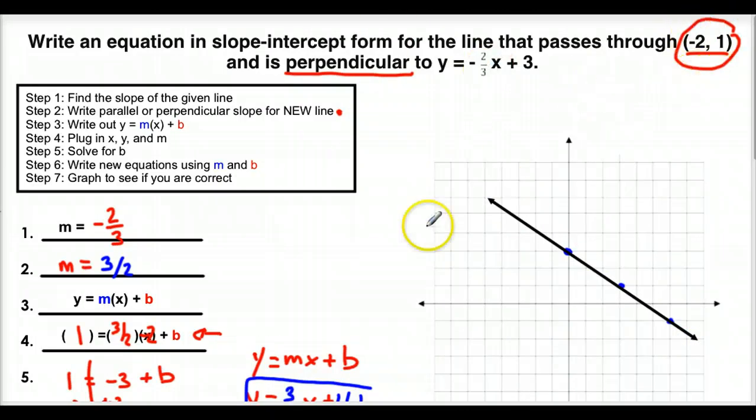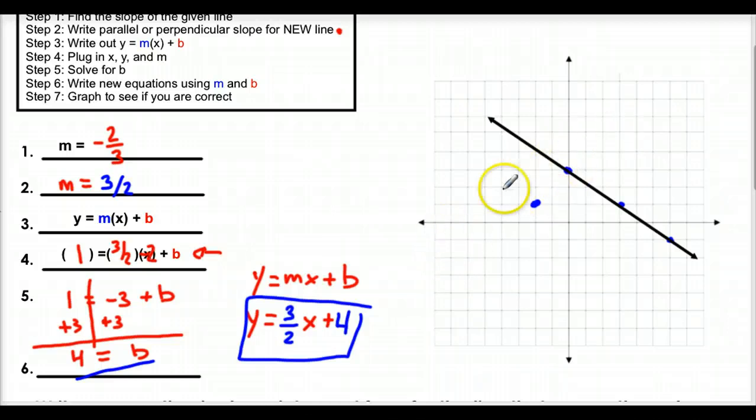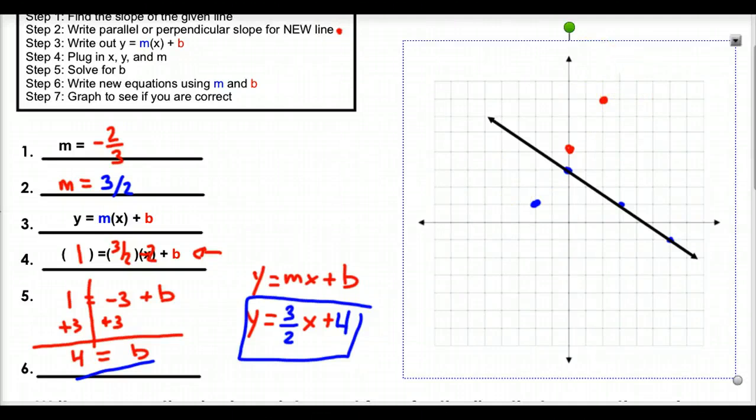We want our new line to go through this point, (-2, 1). So (-2, 1) is right here. And we want it to be perpendicular, so it's going to create a 90-degree angle, or that kind of T-looking thing. So let's see if we did it. Our new line has a y-intercept of 4, so 1, 2, 3, 4, that's right here. And a slope of 3/2, so that's up 3 over 2. Let's see if the line goes through this point. All right, I'm kind of scared. Did we do it?